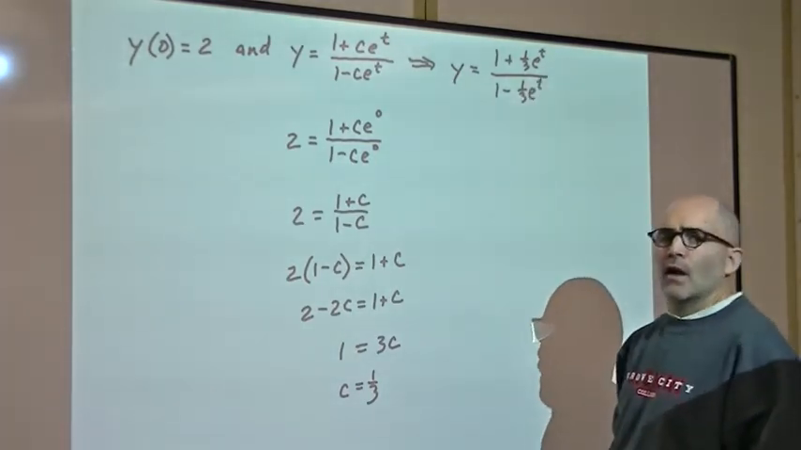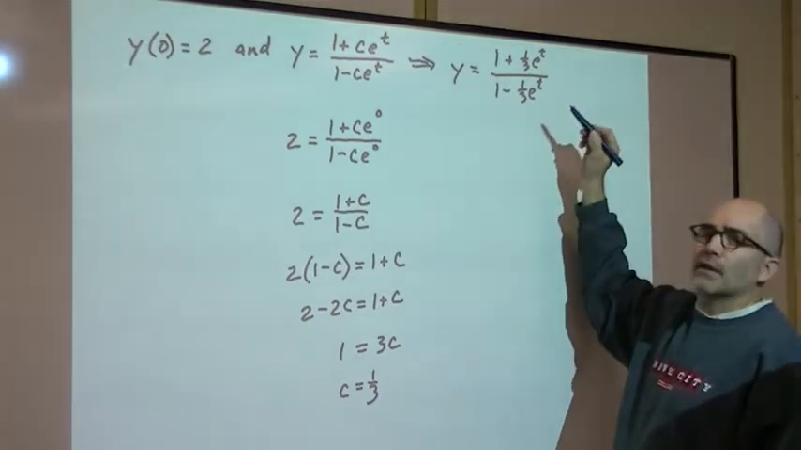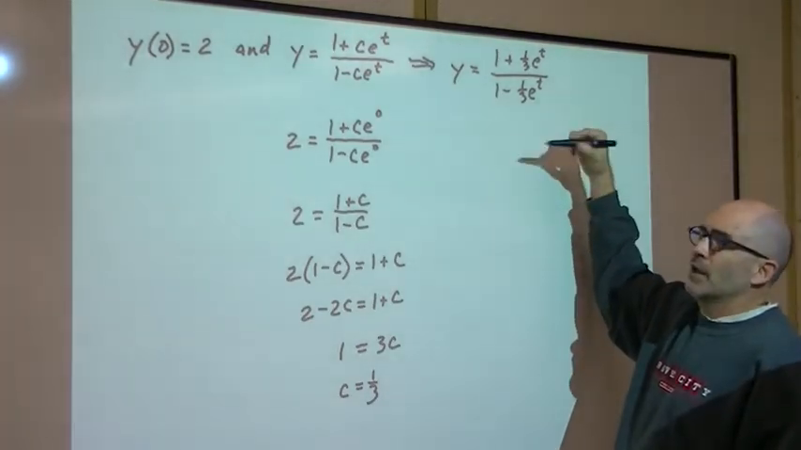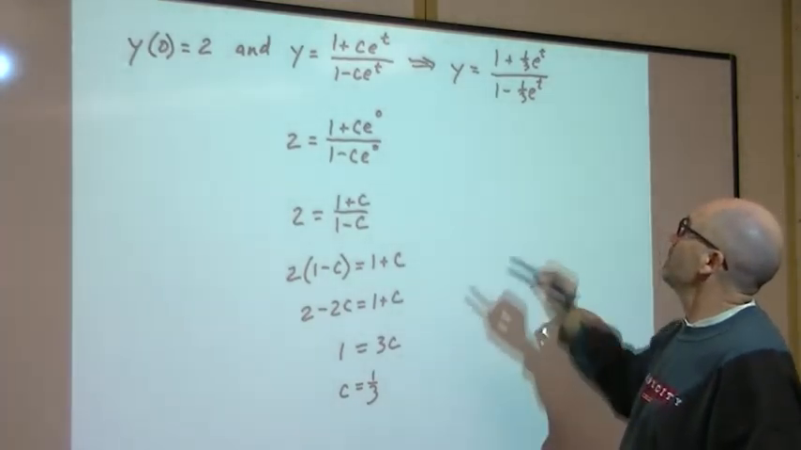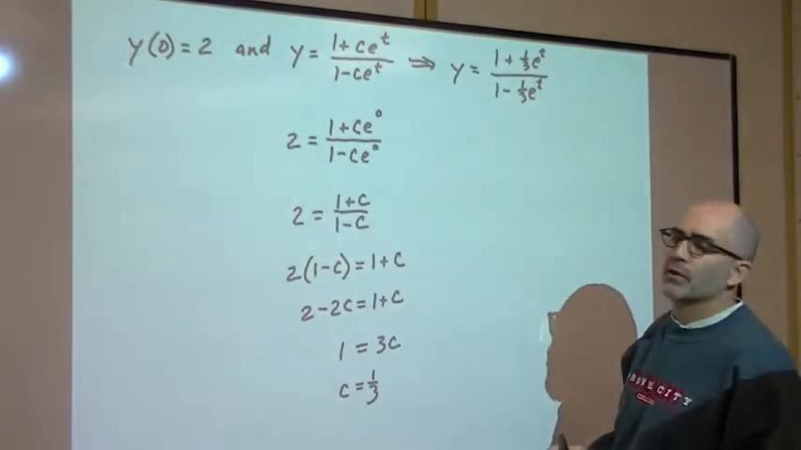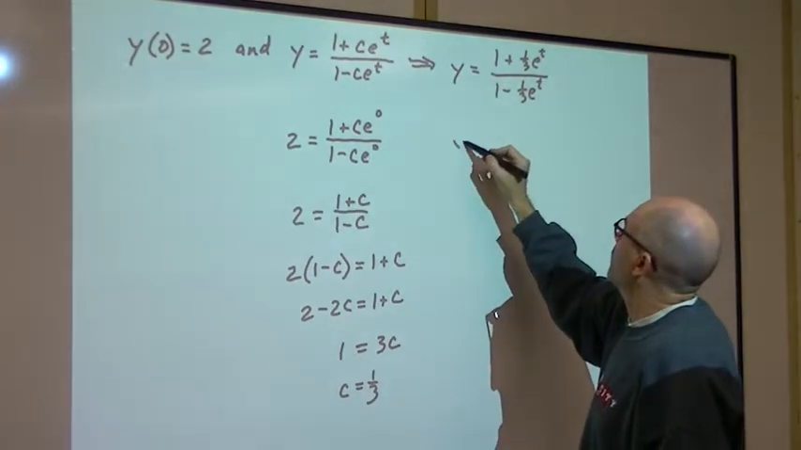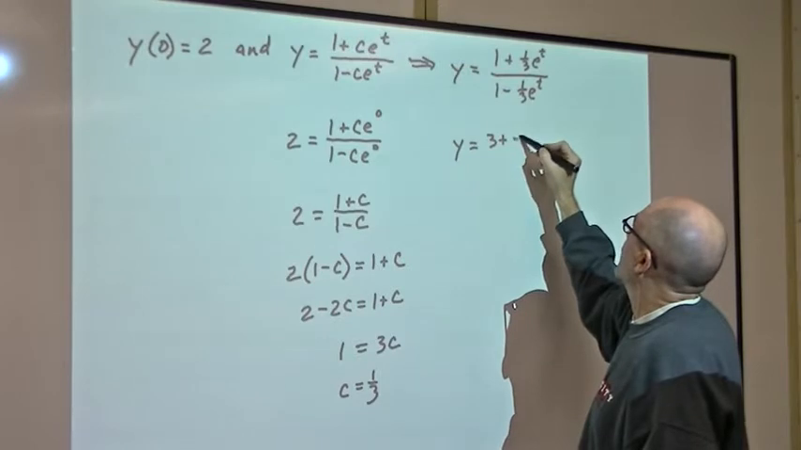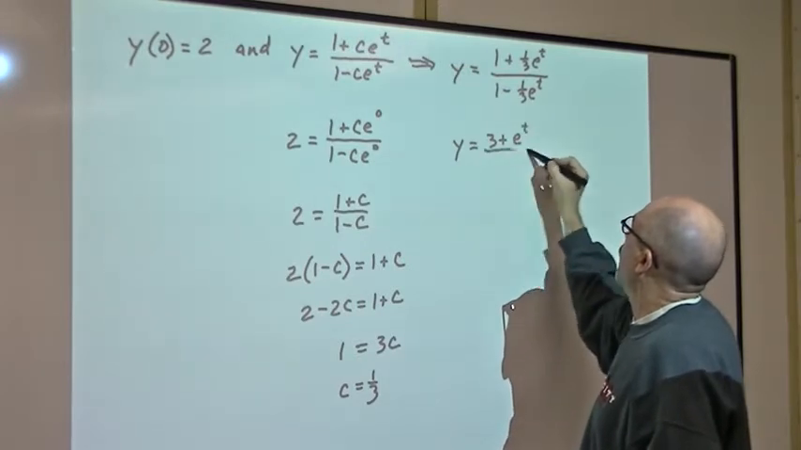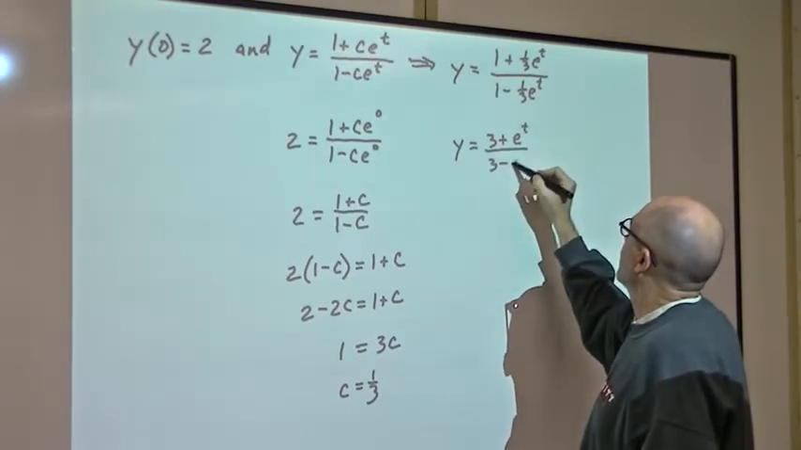Now, we are not like the godless heathens that leave fractions in fractions. So we're going to simplify this puppy just by multiplying the top and the bottom by 3. So that means y equals 3 plus e to the t over 3 minus e to the t.